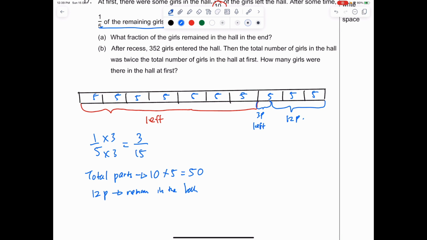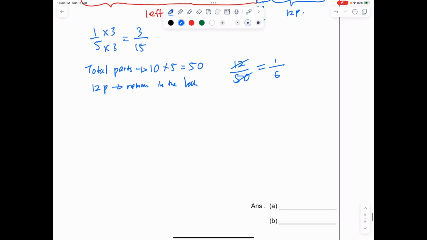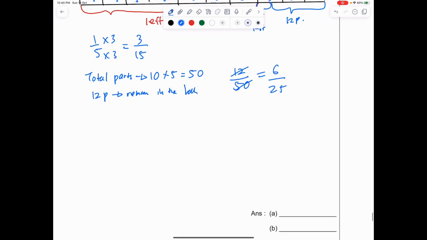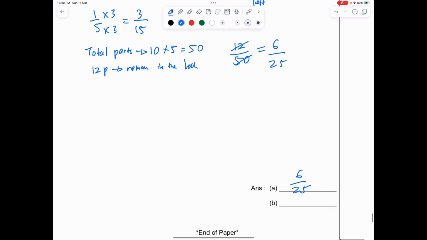So in the end, we know that we have 12 units remaining. So it's 12 out of 50 parts. Okay, so then we will need to simplify this. Becomes 1/6. So answer 1/6. Oh, sorry. My mistake. Divide by 2 is actually 6/25. My bad. Okay, that's the answer.